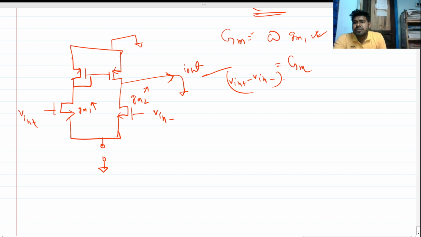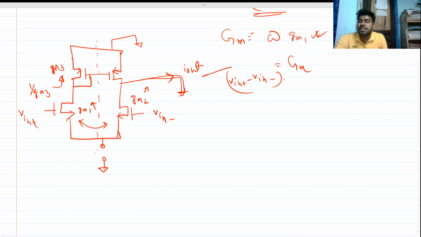Now for the ideal case, when these two are identical, we get symmetrical behavior, because this is a low impedance path and this is also a low impedance path, which is 1 over gm3. So we do the symmetric circuit there.